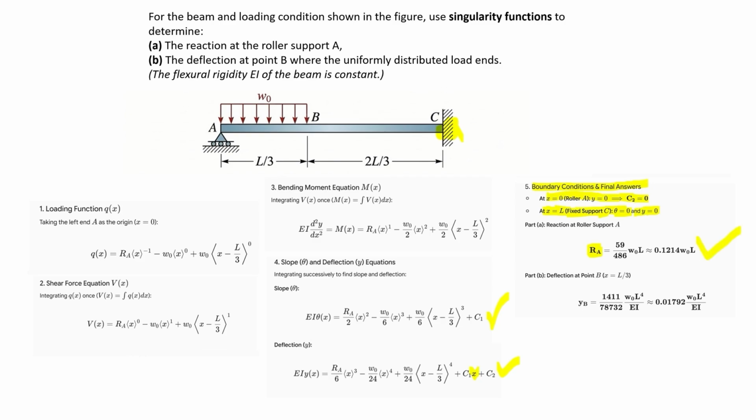Time for the final blow. The problem wanted the deflection at point B. Where is point B? At the L/3 position. All we gotta do is substitute L/3 everywhere we see an x. And honestly, here is the most beautiful thing about singularity functions. If the inside of the parentheses turns out to be 0 or negative, you straight up throw that term in the trash. It just becomes 0. This shrinks our massive equation down instantly, and we get the deflection at point B smooth as butter.